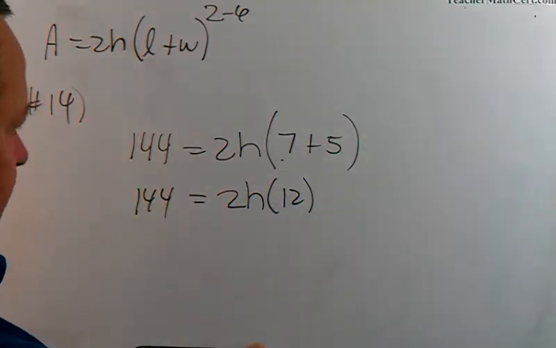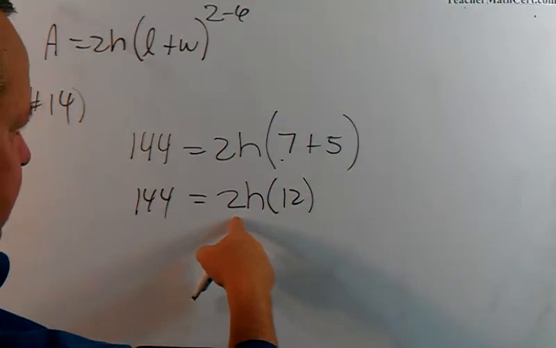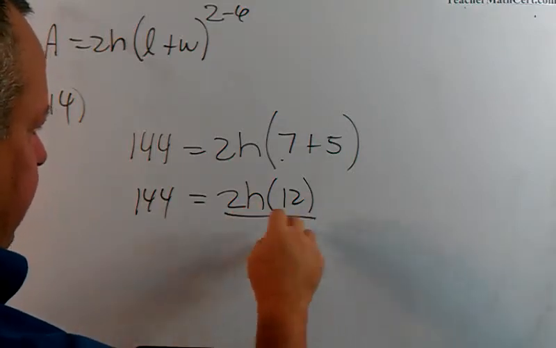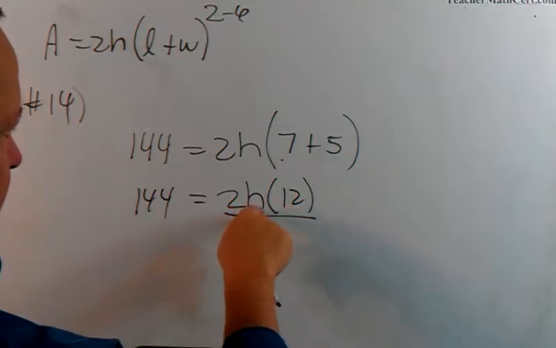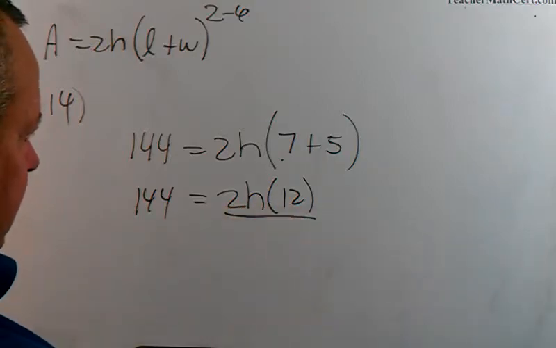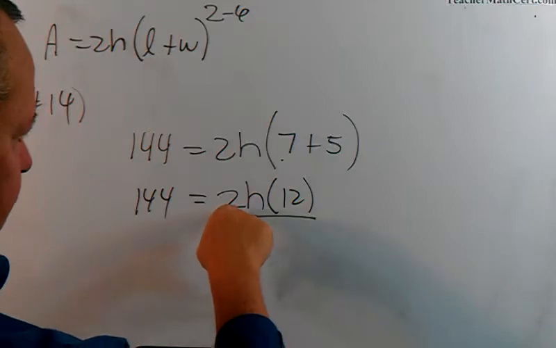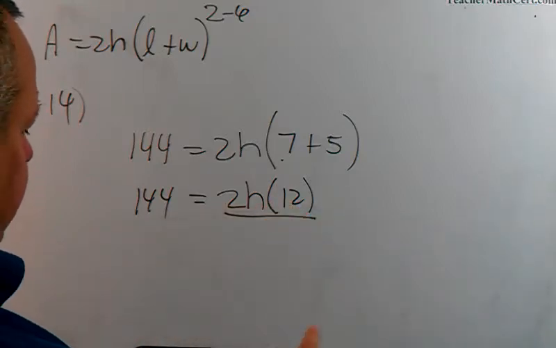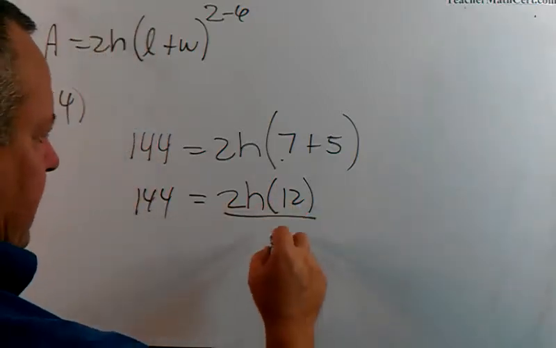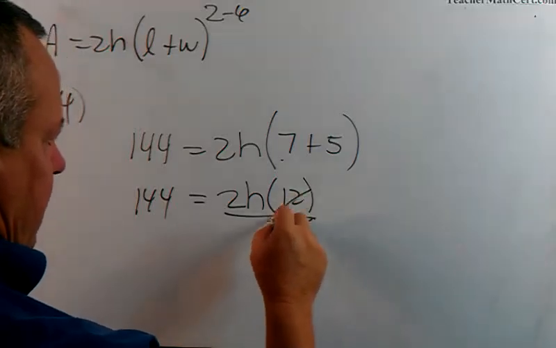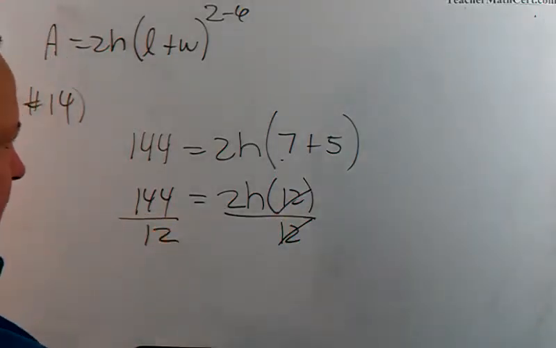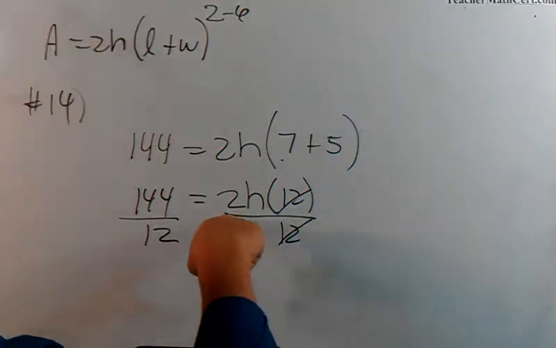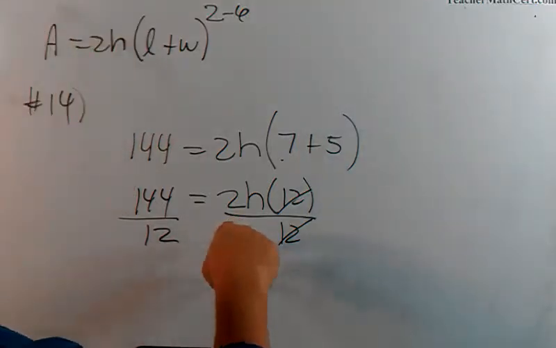Alright, now what do we want to do? We want to get H by itself, so we're going to divide. We can actually divide by 24 because this 2 and 12, all these terms, are being multiplied. 2 times 12 is 24, but I'm going to do it in 2 steps. First thing we're going to do is divide by 12. That 12 is going to cancel. Whatever we do to one side, we have to do to the other, right? Then I'm going to divide by 2.